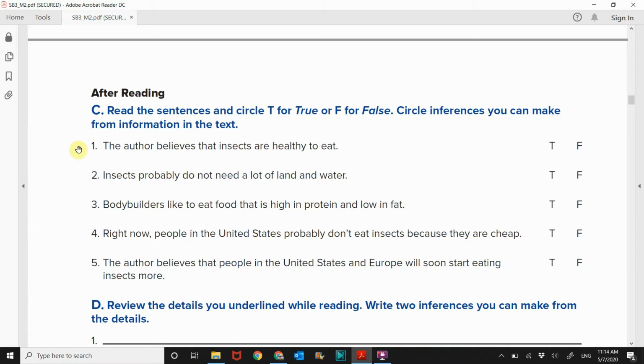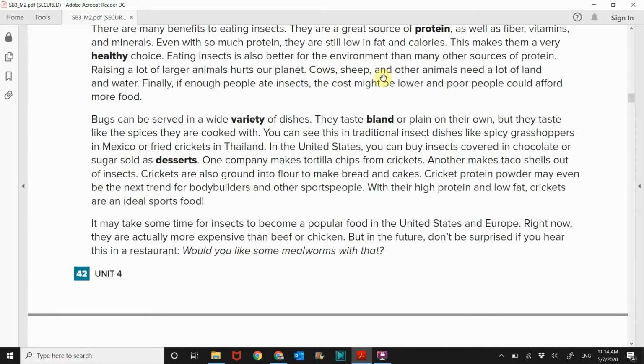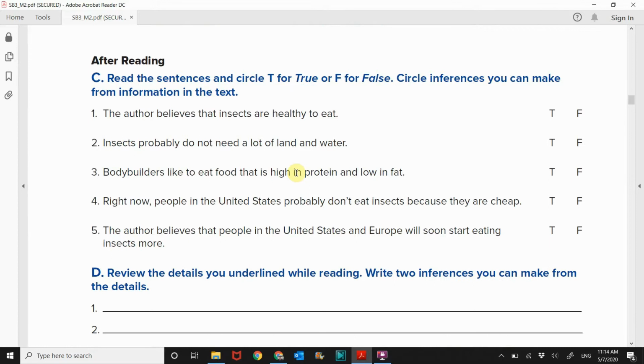All right, so number 1, the author believes that insects are healthy to eat. This is true. He believes they are healthy to eat. True. Number 2, insects probably do not need a lot of land and water. True. And this is an inference because here it says cows, sheep, and other animals need a lot of land and water. So he is inferring that insects are the opposite, so they do not need. That is true, and circle it because it is an inference.